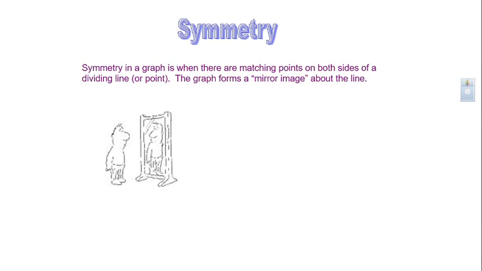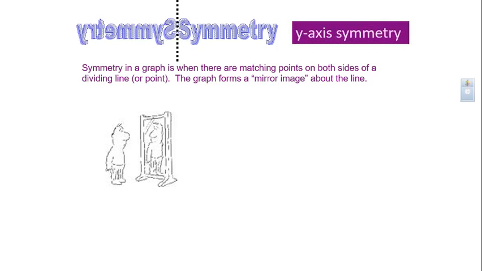So let's start off by talking about symmetry. In this course, we'll be talking about three types of symmetry. When we talk about symmetry in a graph, we are talking about when matching points relate to another point. So you choose a point and there's a matching point that follows a particular system. So symmetry in a graph is when there's matching points on both sides of a dividing line or around a certain point. And the matching points are called the image about the point or the line.